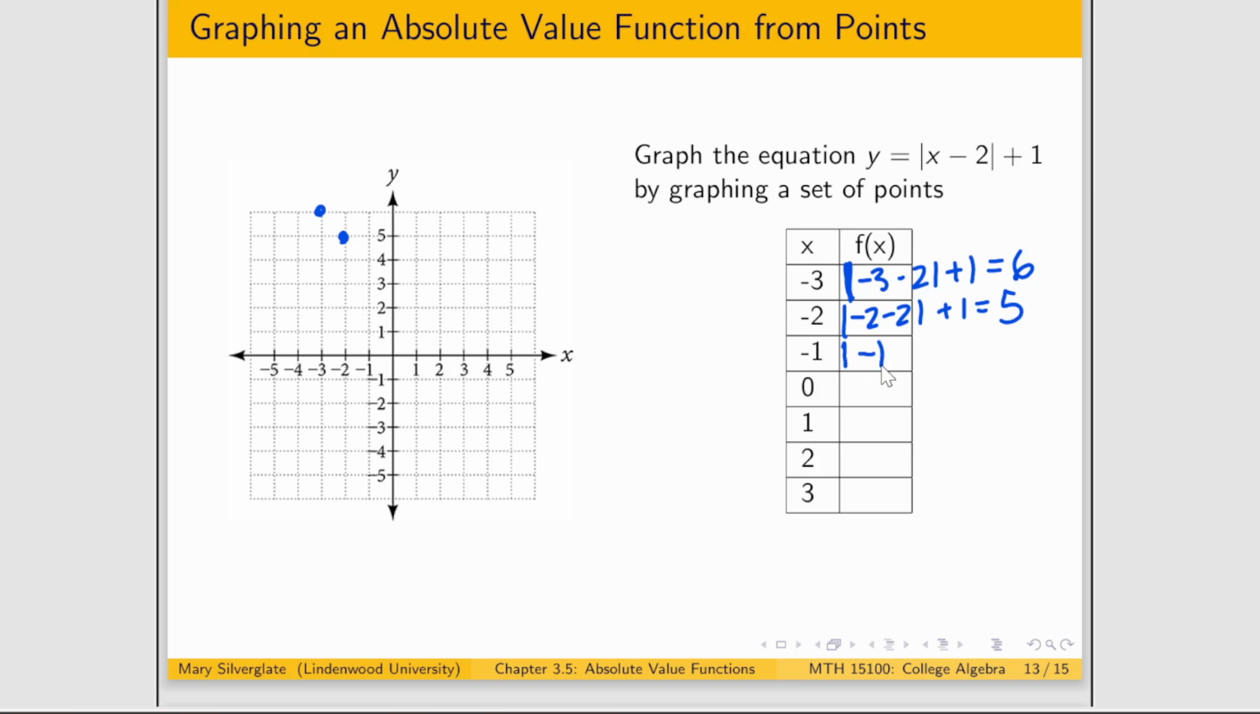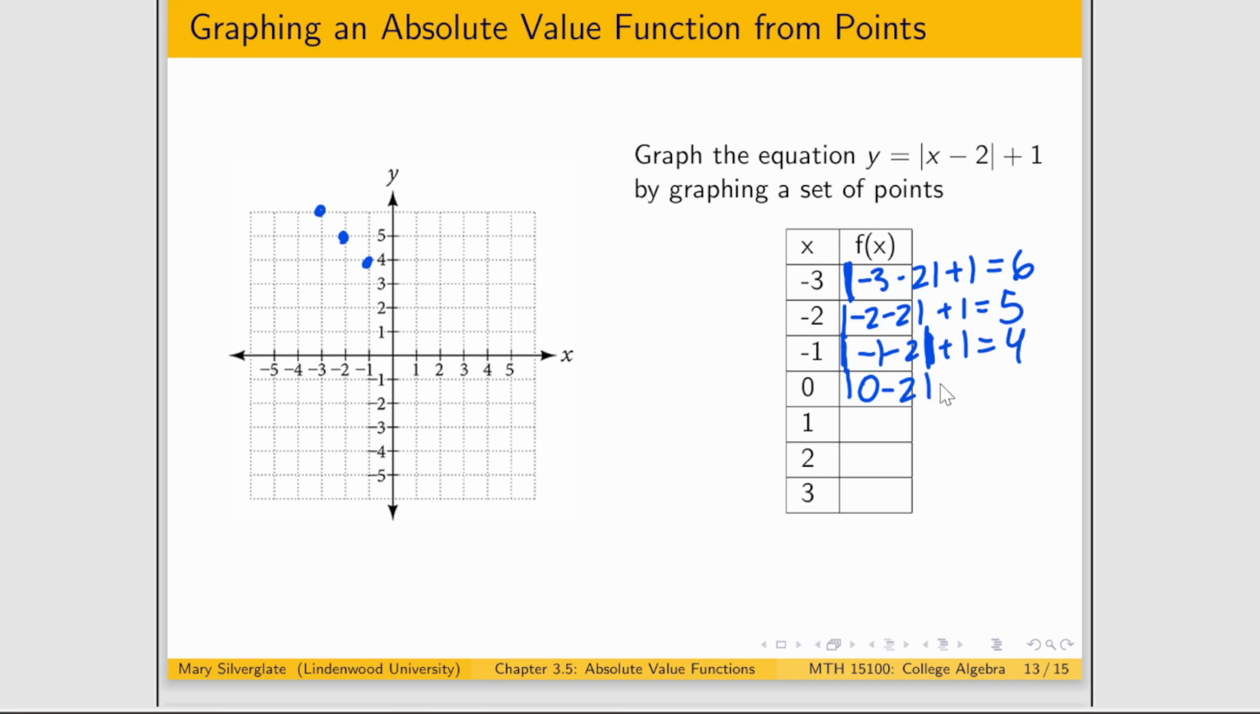Then we plug in negative 1. The absolute value of negative 1 is 1, but of course I need to actually write the rest of the equation. So we plug in negative 1 for x, we still have a minus 2, we still have a plus 1. So absolute value of negative 1 minus 2, well, negative 1 minus 2 gets me negative 3. Absolute value becomes positive 3, plus 1 gives us 4. So we have a point at (-1, 4).